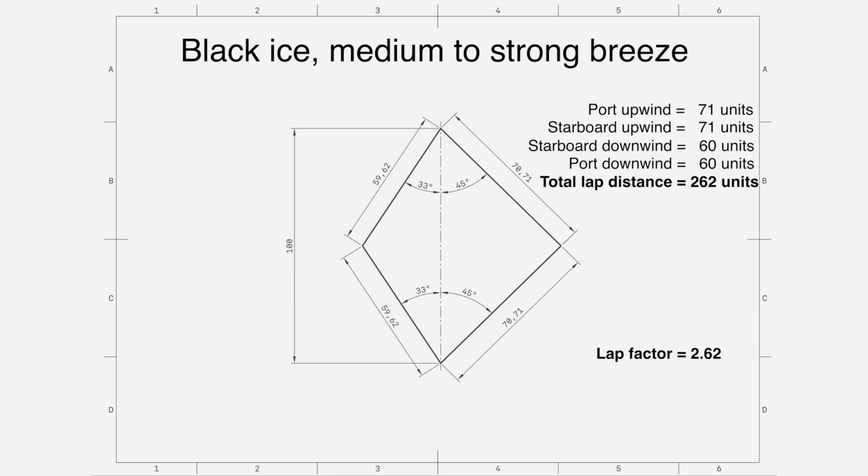And if the race is 3 laps, then the perfect race factor is 7.68. This means if the race course is 2000 meters, perfect race distance would be 2000 multiplied by 7.68, which is over 15 kilometers sailed. Now moving on to the second example.